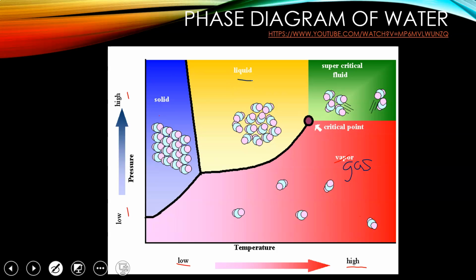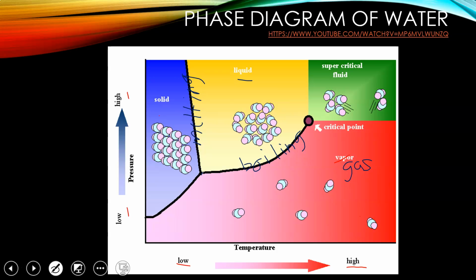Now I want you to think about this. What are those black lines? What happens when we go from a solid to a liquid? It's the melting point, right? So that's the line that is melting. Or if we go from a liquid to a gas, this is boiling. So that line is like the boiling point, okay?